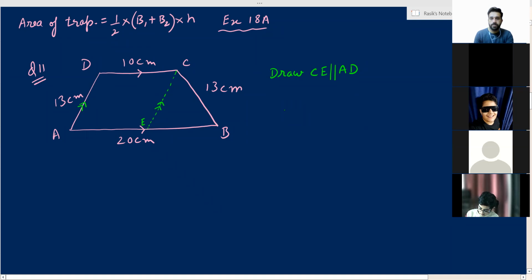Now, what is the use of it? All this that we are doing here is to just find the height of the trapezium. Very, very, very important question. Let me tell you, it is a very important question. 7 star. This one and the next one also.